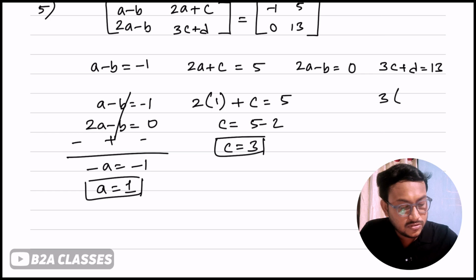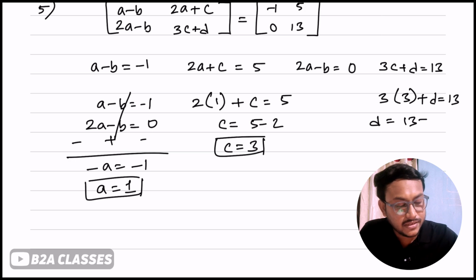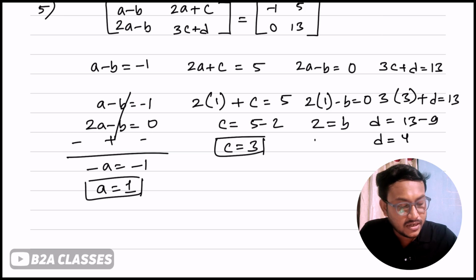सो 3 इंटू 3 प्लस d इक्वल्स टू 13. फ्रॉम हियर d विल बी इक्वल टू 13 माइनस 3 इंटू 3 कितना होता है? 9 होता है. प्लस 9 उस तरफ जाएगा तो माइनस 9 हो जाएगा. सो d की वैल्यू निकल के आ जाएगा 4. एंड a के वैल्यू यहाँ पे पुट करके हम b निकाल सकते हैं. सो 2 इंटू 1 माइनस b इक्वल्स टू 0. सो b को उस तरफ लेके जाएगा तो 2 इक्वल टू b, hence b equals to 2 is the answer.